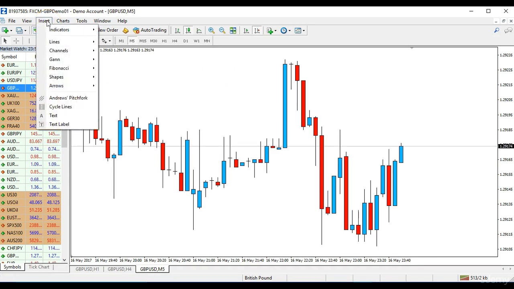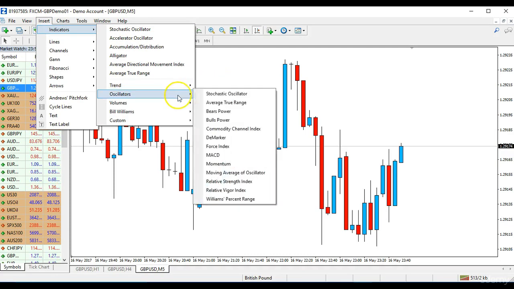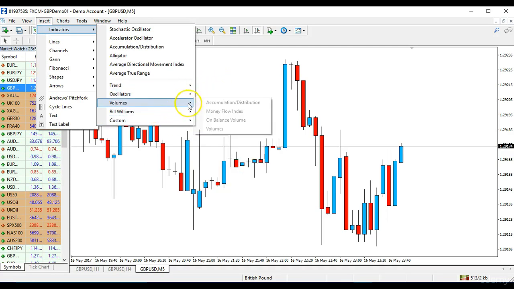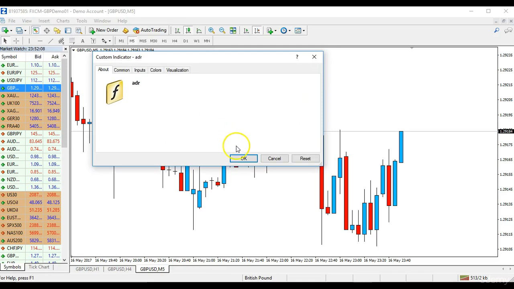If you click insert, you'll see it says indicators, and it will give you stochastic, everything: trend indicators, oscillator indicators, volume indicators, other indicators, and custom indicators. There's a couple of indicators I use, but I use them as a guide. They are a help, but they are not a leader. Let me click one of the ones I use.